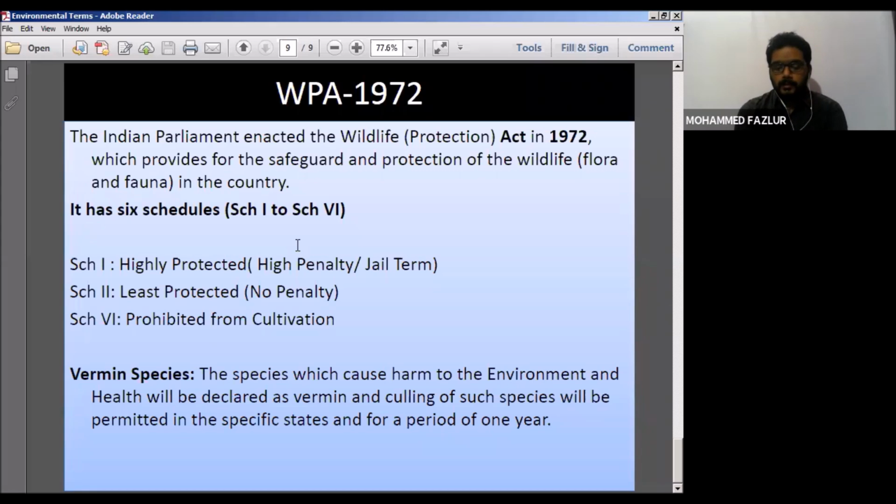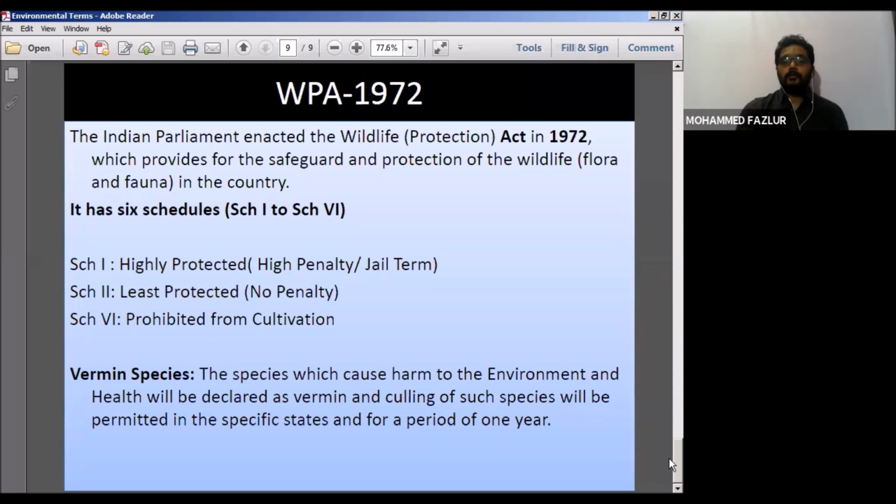For example, black buck. Black buck is the species whose number is very less in India. And the act is specific to India, so I am talking only about India. The black buck species is very less in India, so it needs to be highly protected. So when it has to be highly protected, I place this black buck in the first schedule.